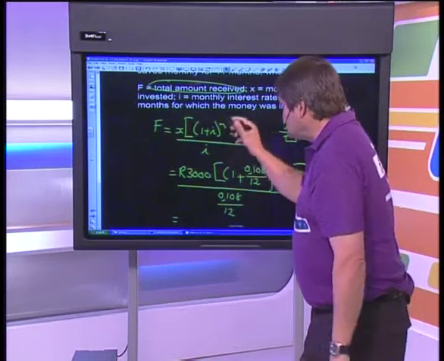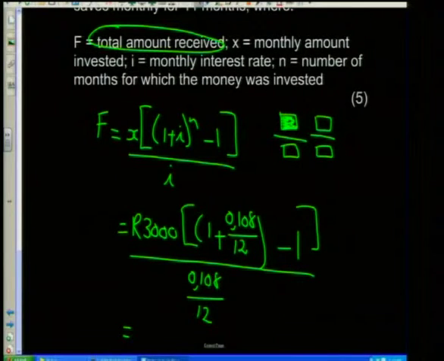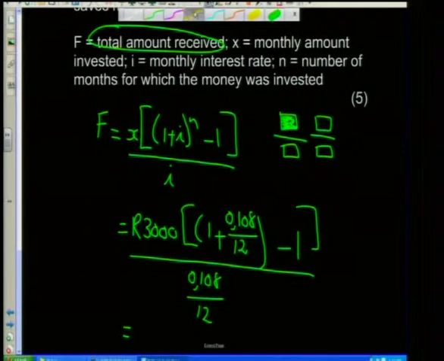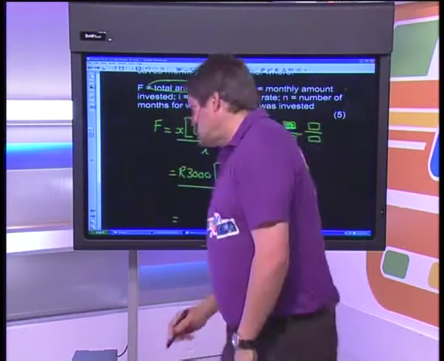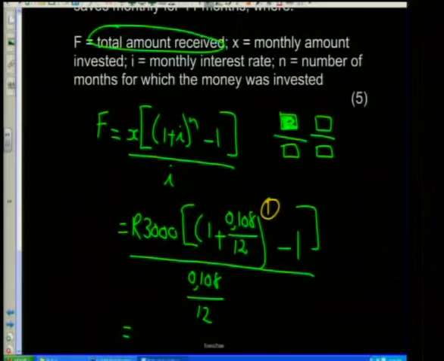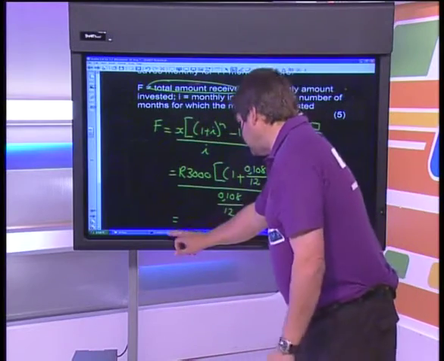Look at this formula, to the power of n. And look what I've done here. Okay, let's choose a different color. I didn't put in how long I'm saving this money for. How long am I saving this money for? I'm saving it for 11 months. And so I need to put in an 11 there, because remember, that's the number of months that I'm saving. Now my answer should work out a little bit differently.